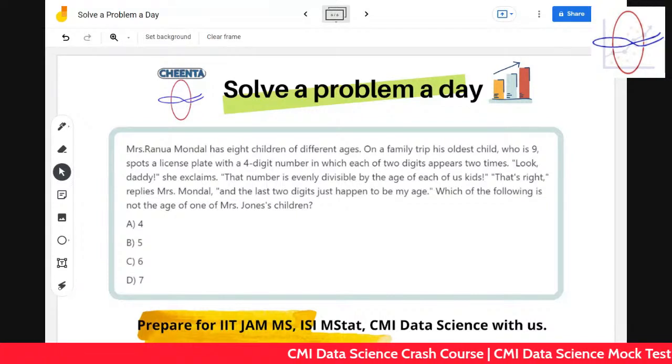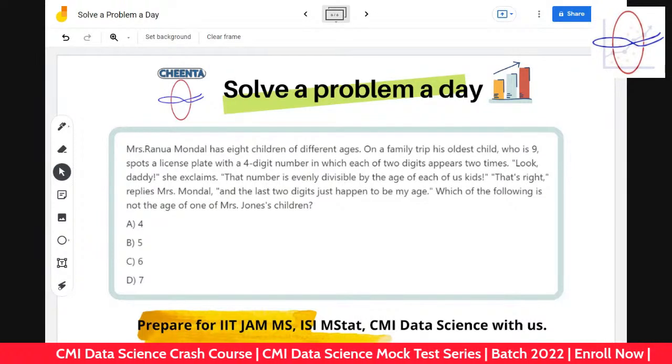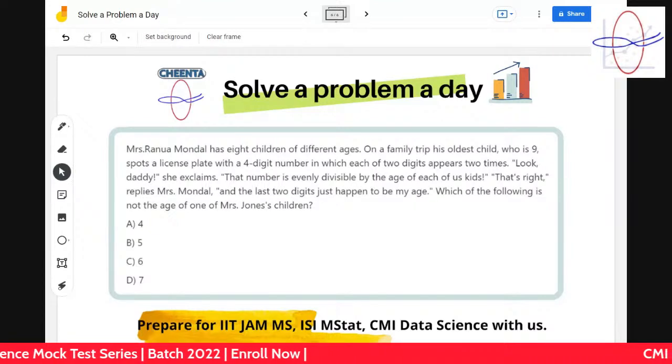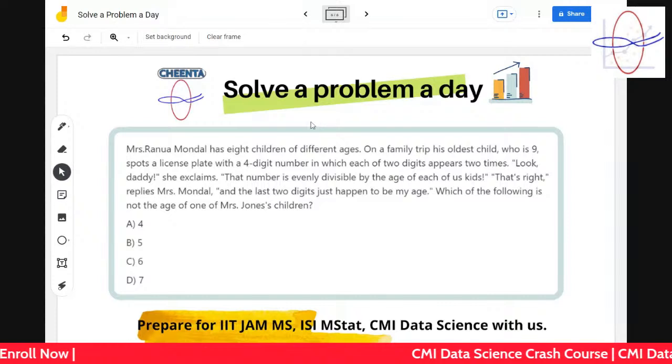And we are here with this beautiful number theory problem, and that is for the CMI Data Science preparation. I hope it's going well. Let's get straight into the problem right away. The problem is really interesting.